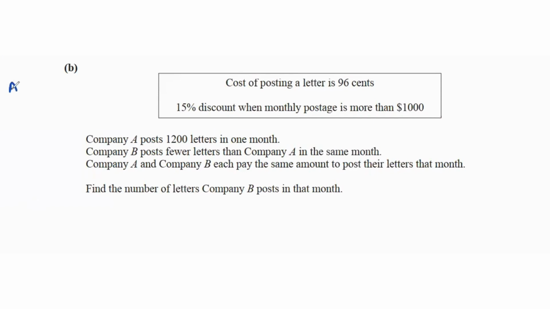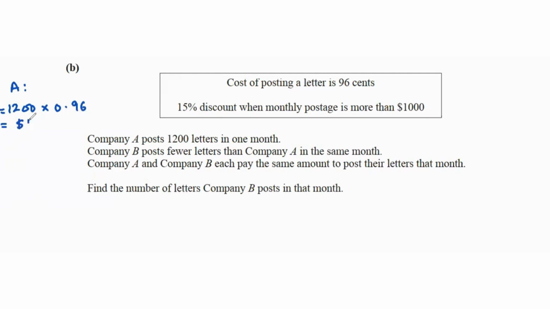So for Company A, we will do 1,200 times 0.96. Why 0.96? Because it's in cents and we need to find the cost in dollars. So that's going to equal $1,152. As you can see, that is more than $1,000. So we get a 15% discount.